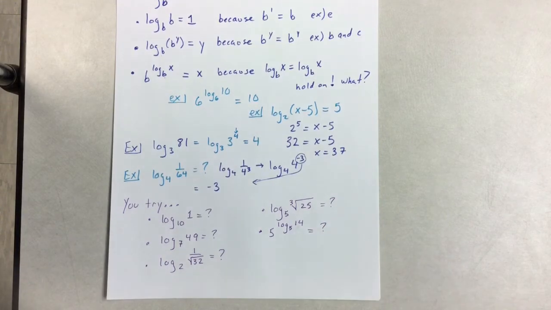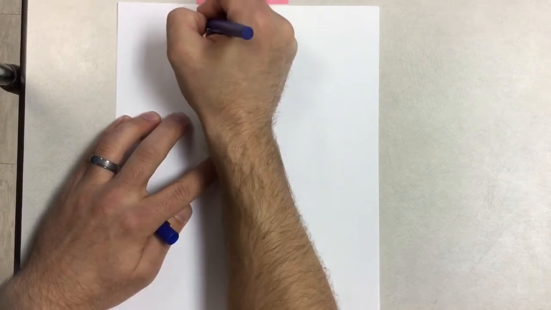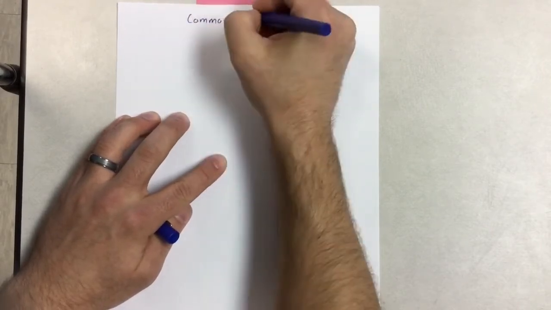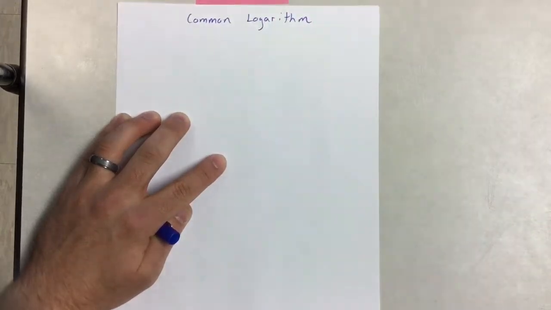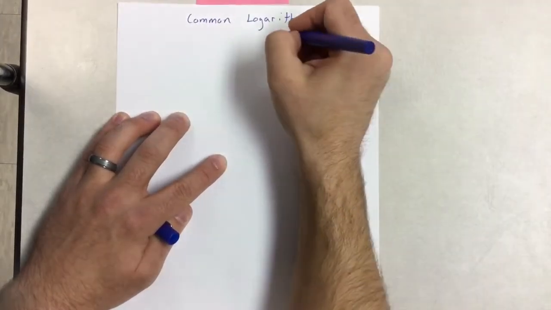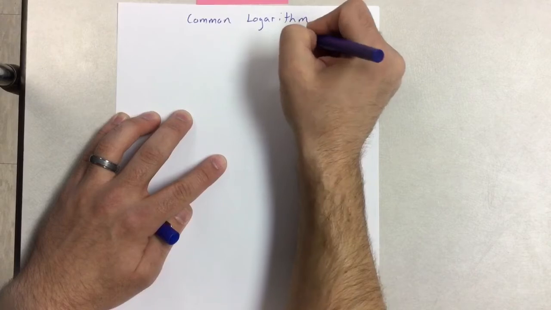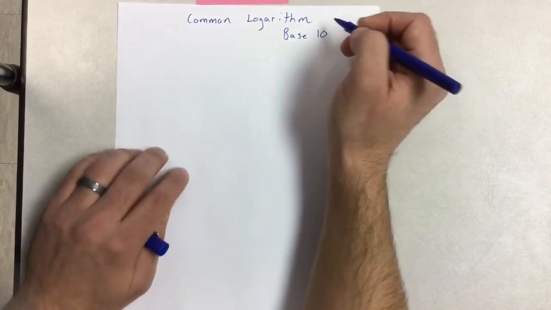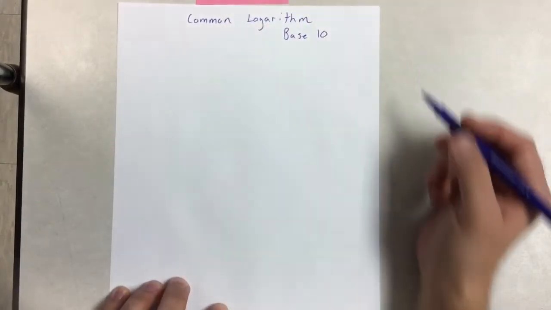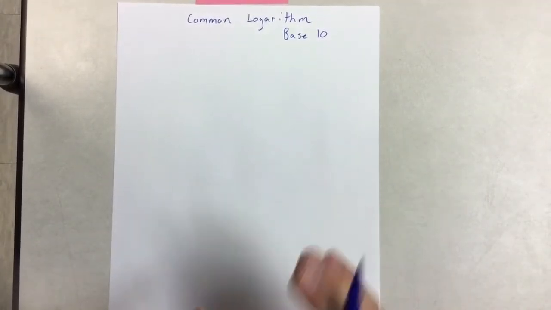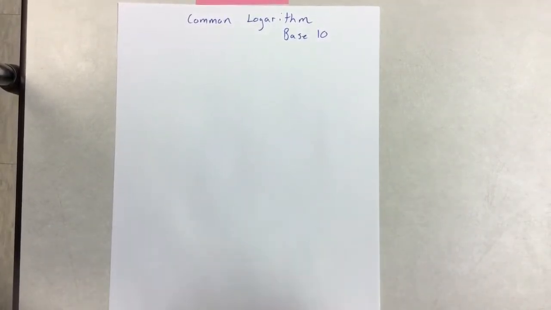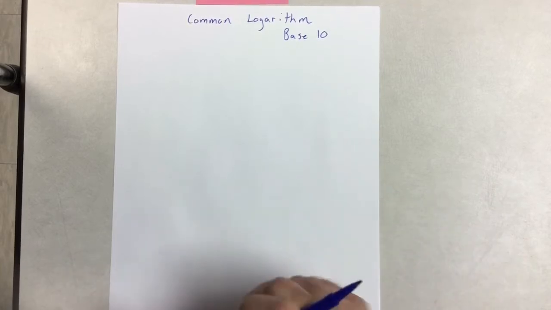So transitioning, we're going to close here in the video with a common logarithm. What I mean by that is when our base is 10, this is considered a common logarithm because when our base is 10, it's used a lot in applications and sciences and other things.